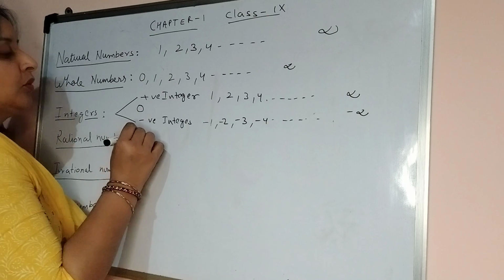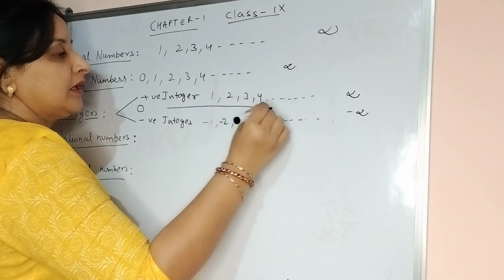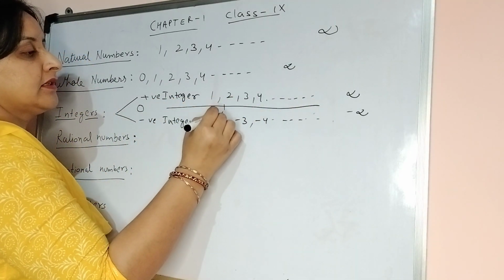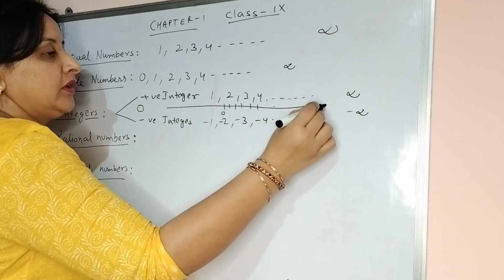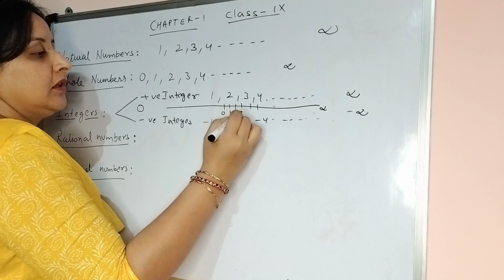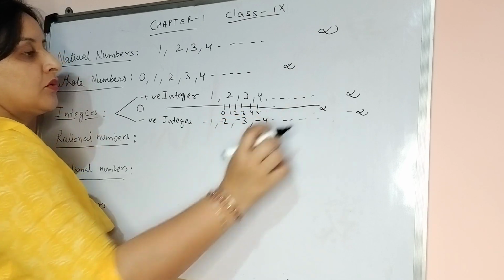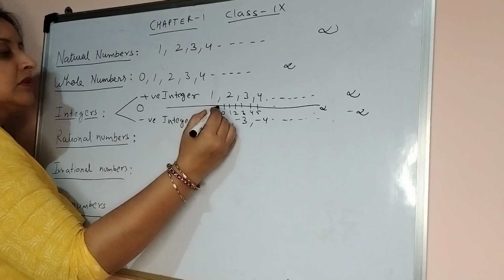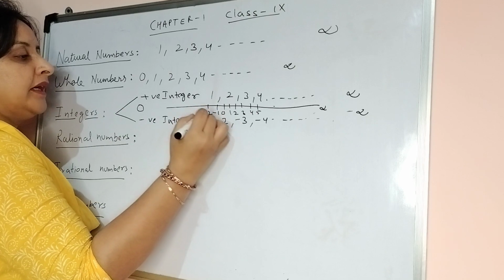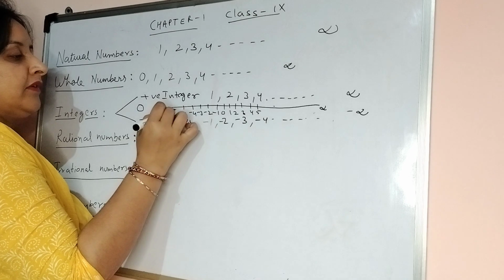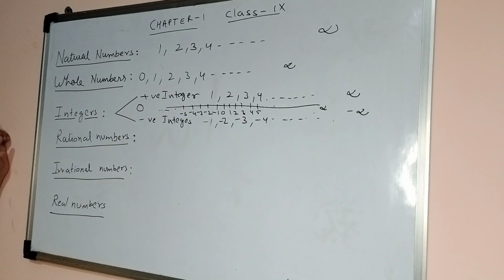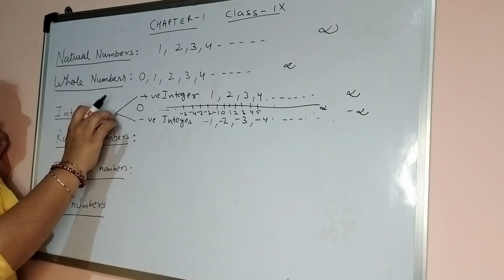We can show these kinds of numbers on a number line. Suppose this is the number line, this is 0. Then 1, 2, 3, 4, 5 and so on till infinity, and the numbers -1, -2, -3, -4, -5 and so on till infinity. So these are basically natural numbers, whole numbers and integers.